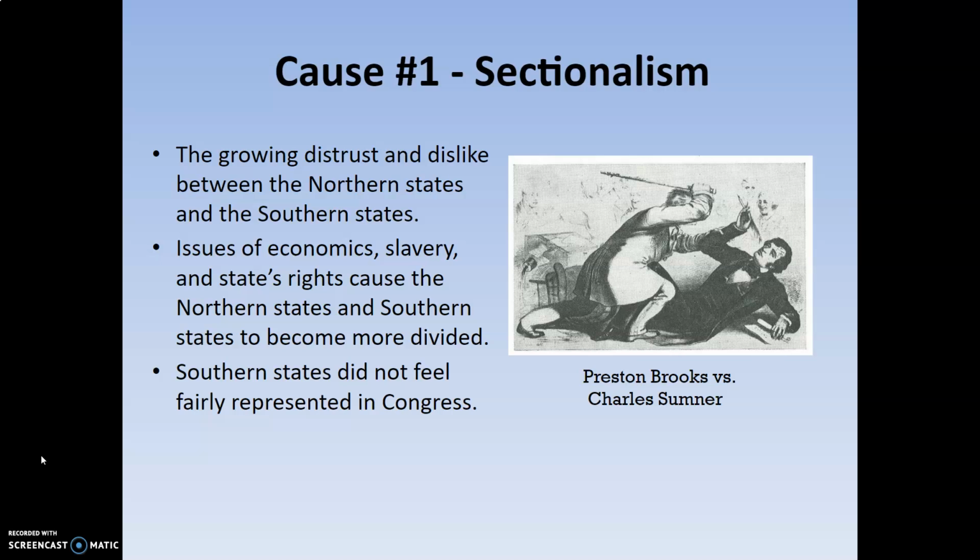Cause 1: sectionalism. Sectionalism basically means that the North had different ideas about how to do things than the South, therefore growing distrust and dislike between northern and southern states. Issues included economics, slavery, and states' rights, and it caused northern and southern states to become more divided. Southern states did not feel fairly represented in Congress because their population was not nearly as high as those in northern states.